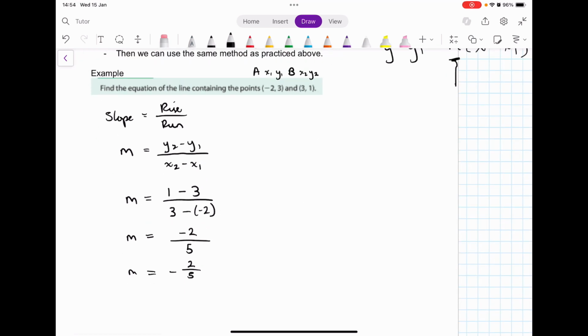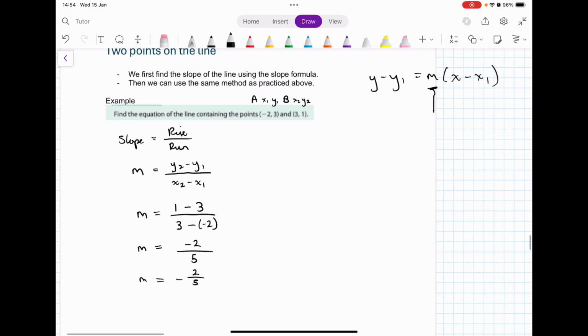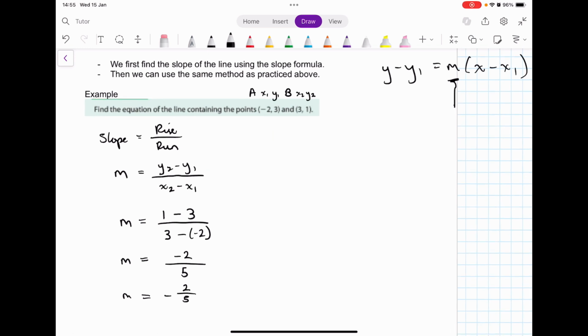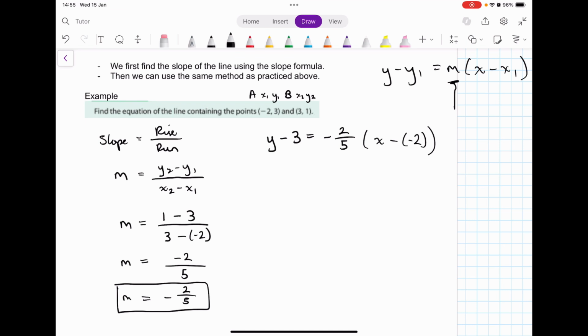And so what next? We have the slope. Now we can use the general formula for the line: y minus y1 is equal to m(x minus x1). We choose one of the points to use because we only need 1 point in this general formula. So I'm going to choose A. So let's say y minus y1, which is 3, is equal to m, and because we just determined m right here, we can plug that straight in. And then x minus x1, and x1 is minus 2. Don't forget the negative sign.